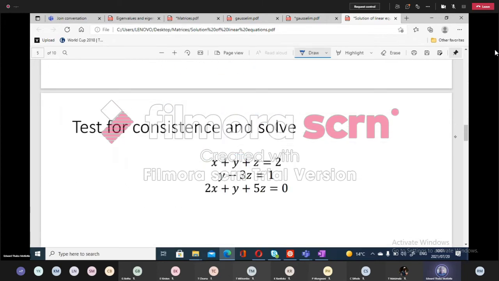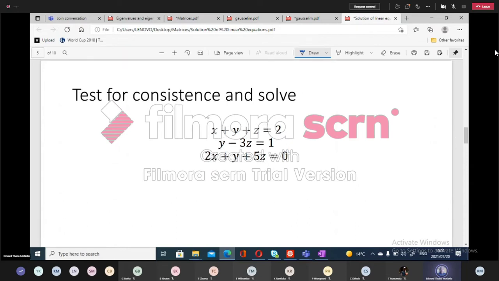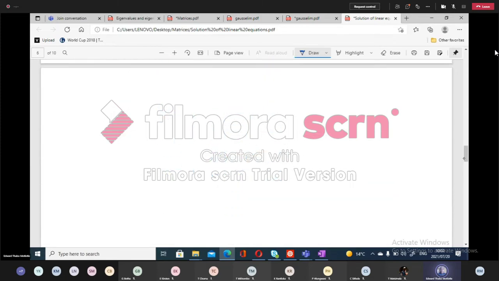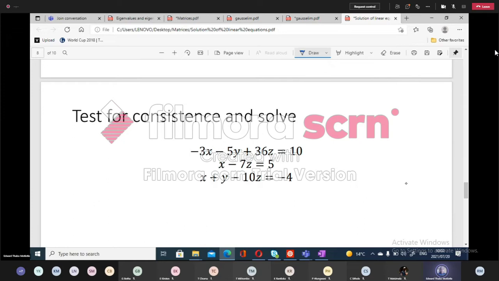Now, I've just given you space to solve for that. For this one, you have to write it as an augmented matrix and solve. So it will be 1, 1, 1, 0, 1, minus 3, 2, 1, 5, and you have 2, 1, and 0. So you have to solve. The way I've done it, one of them must give you no solution, and the other one must give you infinitely many solutions. And the next one is this one. Also, you have to test for consistency.